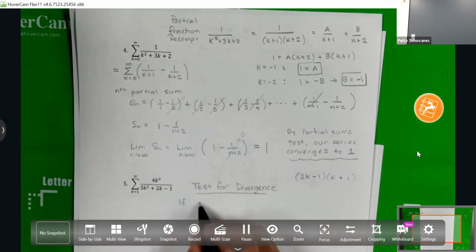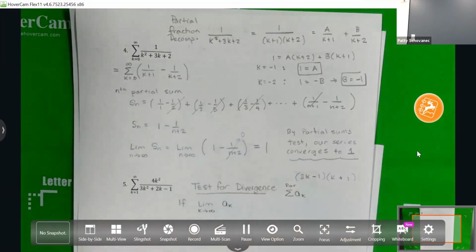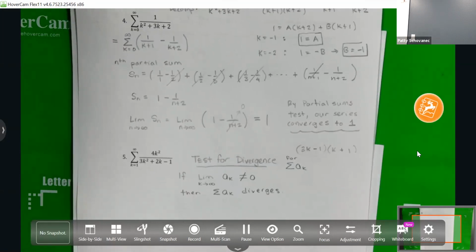If the limit as k goes to infinity of the kth term, so we're testing the series, I wrote it in terms of k, if that limit is something other than 0, then the series diverges. That doesn't say that if the limit is 0, that the series converges.